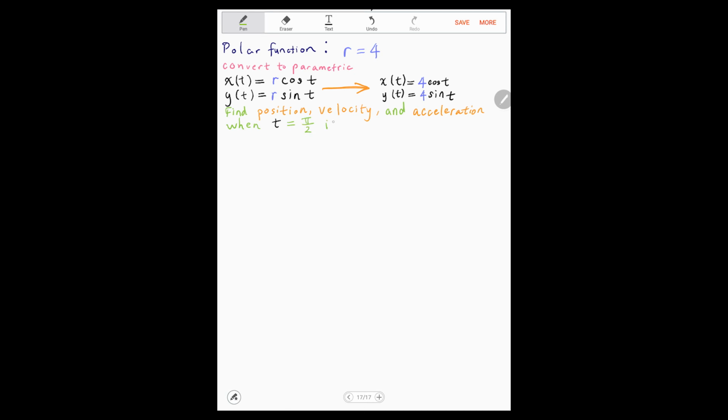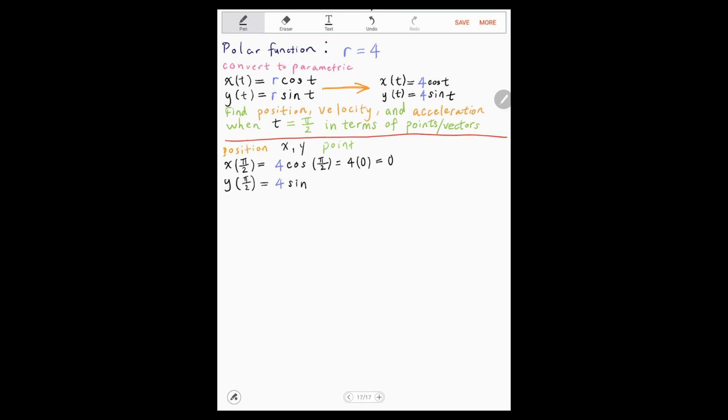Let's start off with the easy one, position. We know position is all about location, so we're dealing with points here. We basically just plug pi over 2 in for t, and we get 0 for x and 4 for y. So position is at (0, 4).